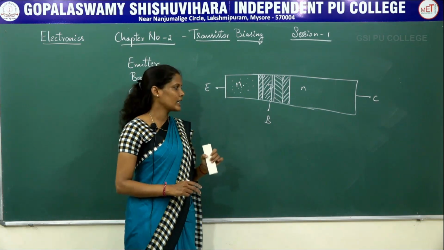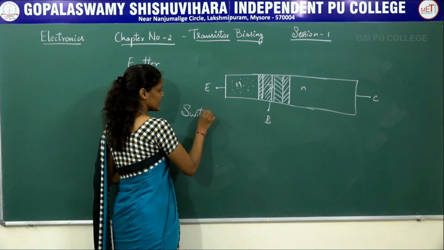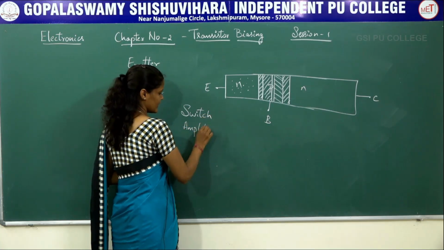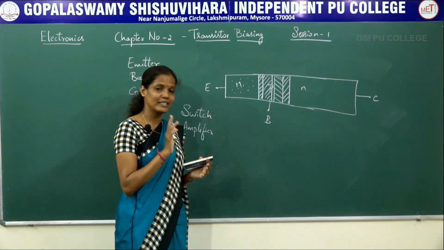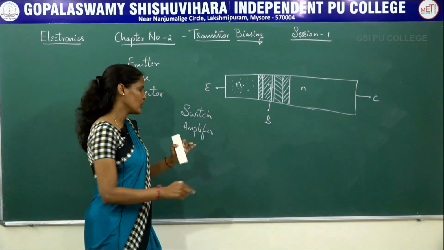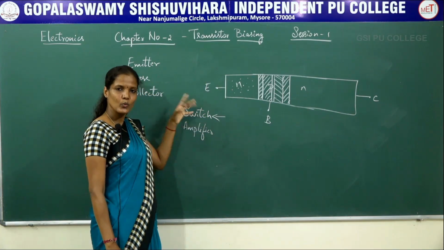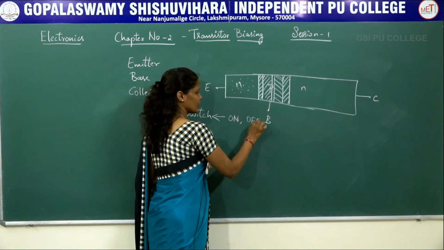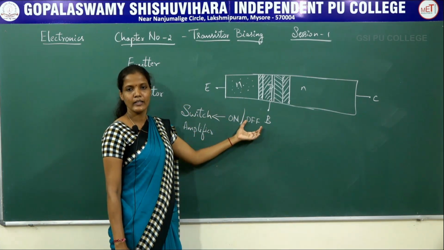These transistors are mainly used in two different applications. One is as a switch, the other is as an amplifier. So what is a switch? A switch has only two states, right? A switch either turns something on or turns it off. So this transistor can be used as a switch, working as an on switch or as an off switch.